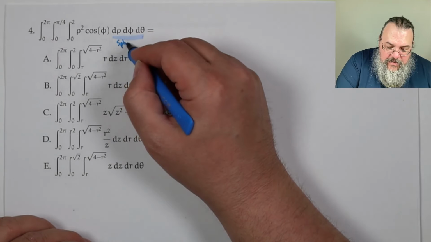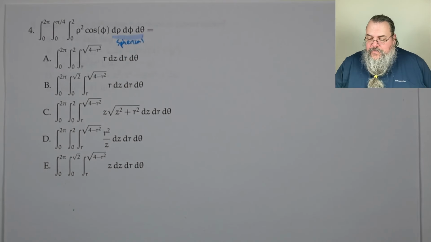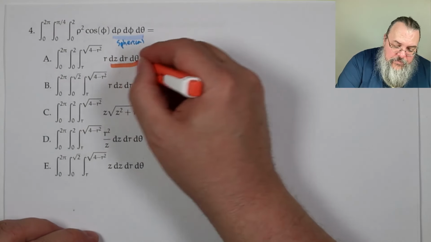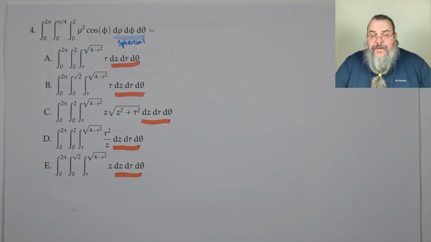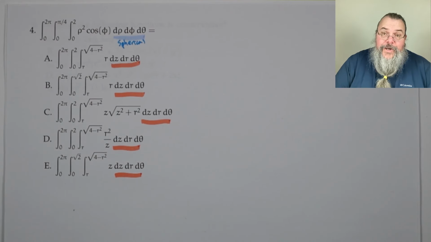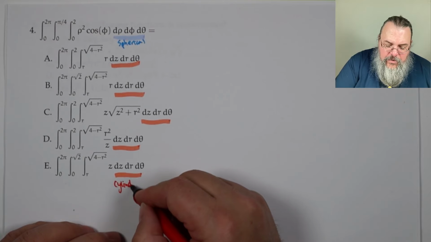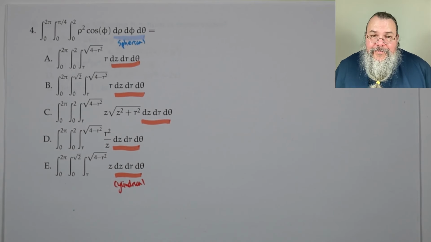And then it says, okay, so we're starting in spherical, but then we're switching it up, and we're going to switch to something with z r theta. And they all have that. And what does that tell us? Well, that tells us that we are going to switch to cylindrical. So we're going to go back and forth between spherical and cylindrical.